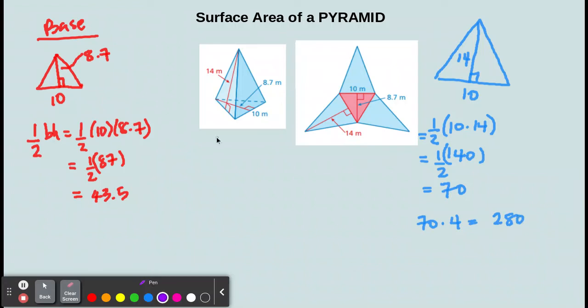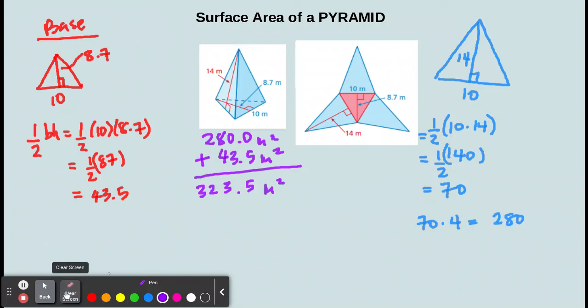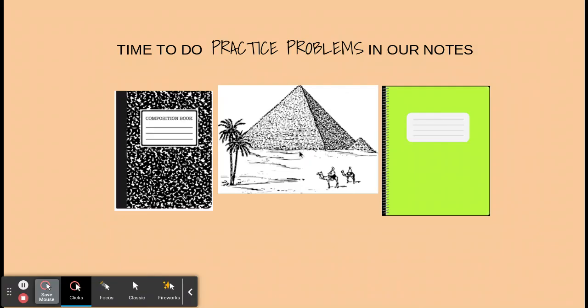So altogether, with our base of 43.5 meters squared and our lateral faces being 280 meters squared, if we add that up, we get 323.5 meters squared, and that is the surface area of this pyramid. Now it is time for you to do one practice problem.